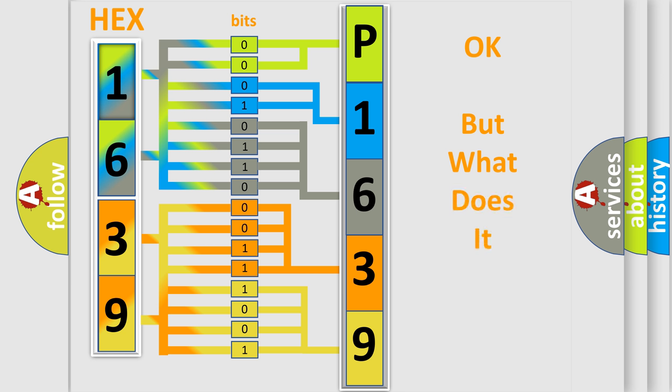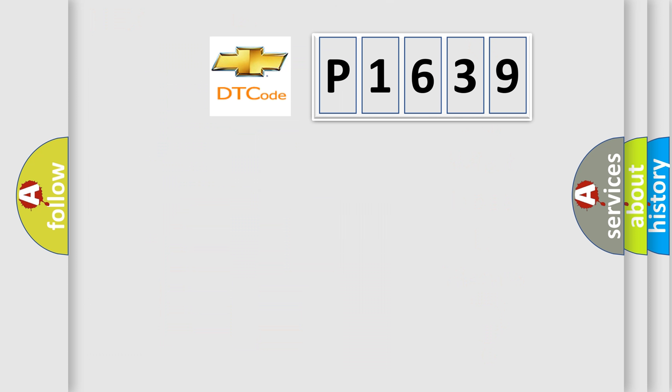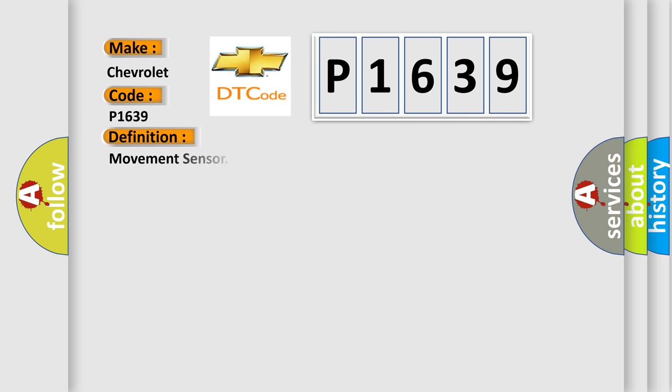The number itself does not make sense to us if we cannot assign information about it to what it actually expresses. So, what does the diagnostic trouble code P1639 interpret specifically for Chevrolet car manufacturers? The basic definition is movement sensor. And now this is a short description of this DTC code.